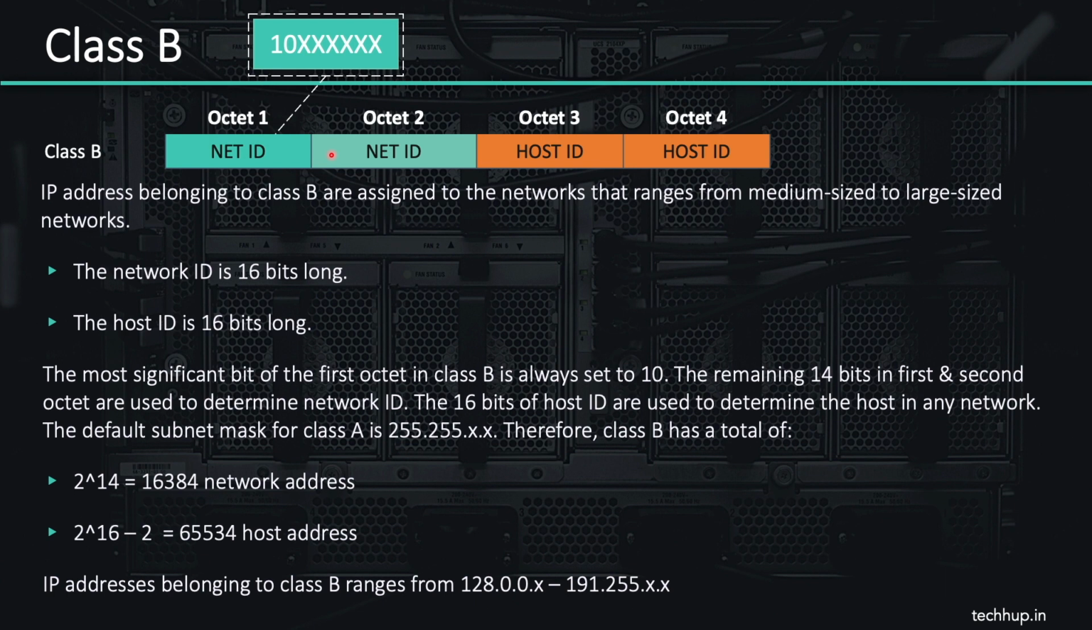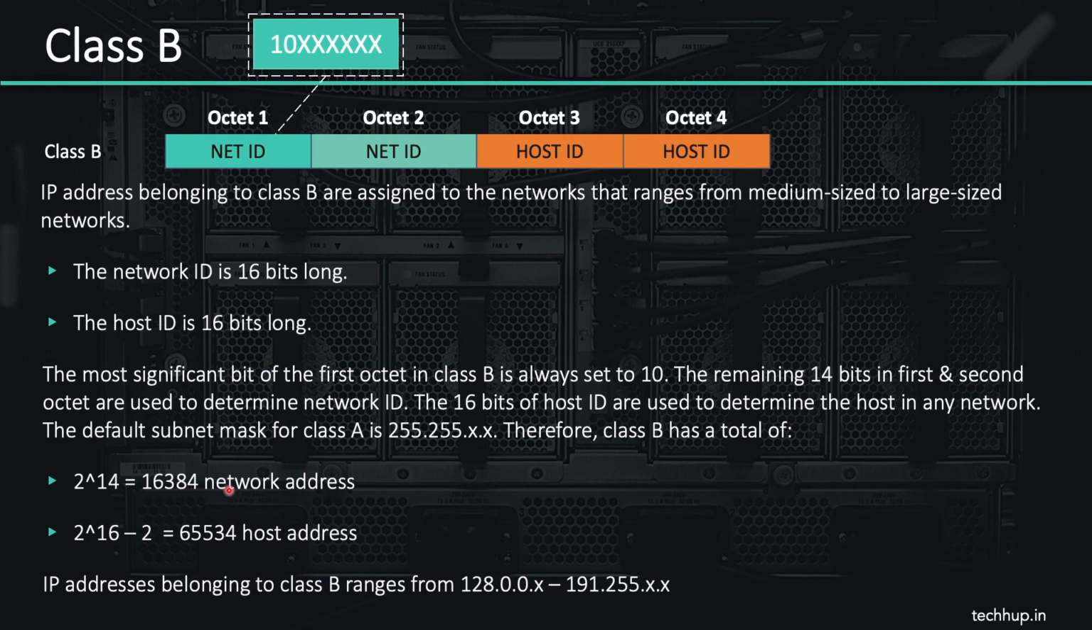The default subnet mask of a class B is 255.255.x.x. Therefore, a class B has a total of 2 to the power 14, again as described in our previous section for class A. So this is representative of the number of bits that you can use for your network addressing. And because the first 2 bits are reserved, you have the remaining 14 bits for the network addressing. And so you raise 2 to the power 14, and that gives you 16,384 network addresses.